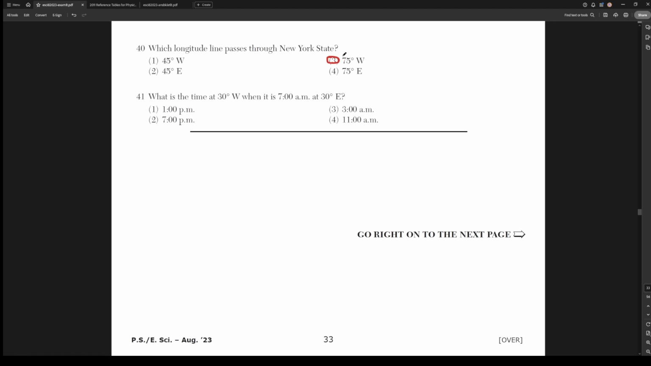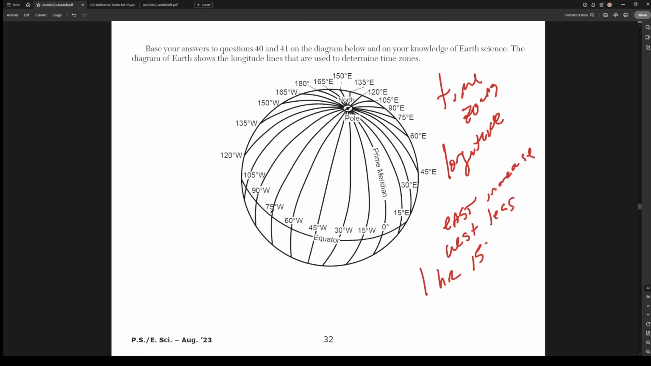West. Yes. What is the time at 3 o'clock? What is the time at 30 west when it is 7 a.m. at 30 east? Okay, let's see. It's 7 a.m. at 30 east.